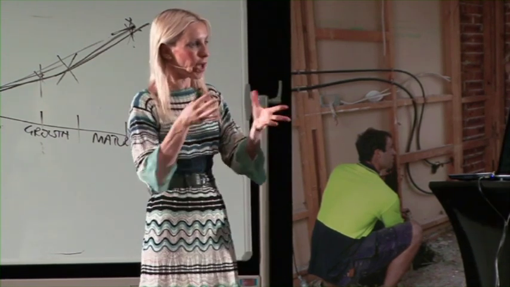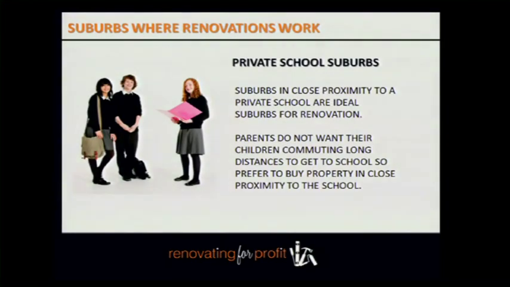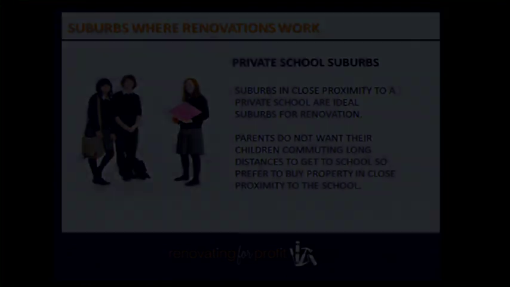Now, you don't ever want to buy a property right next to a private school. You want to buy in walking distance, because the reality is a lot of people, not necessarily affluent, would aim to always send their children to private school if finances allow, and they don't want their children commuting long distances to and from school every day. So you'll find that properties that flank a private school nearby typically have very high demand, particularly the type of properties that you're going to be renovating as owner-occupier family homes.